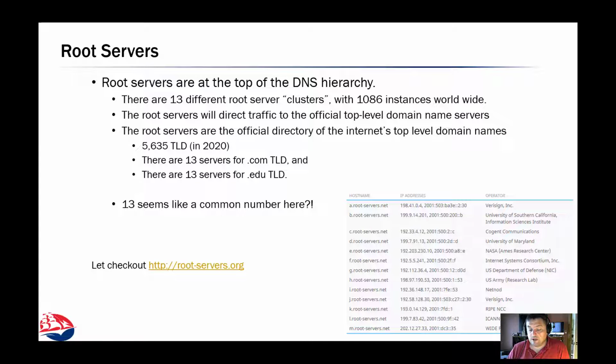By design and kind of at its core, there are 13 root server clusters that service the entire internet. Each of these 13 clusters is managed by a designated operator. Some of these operators here on this list are maybe familiar to you. For instance, NASA, the U.S. Army Research Lab, VeriSign. Those are all pretty familiar names. ICANN we've actually seen before.